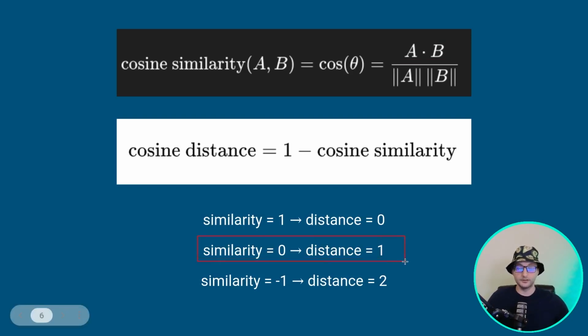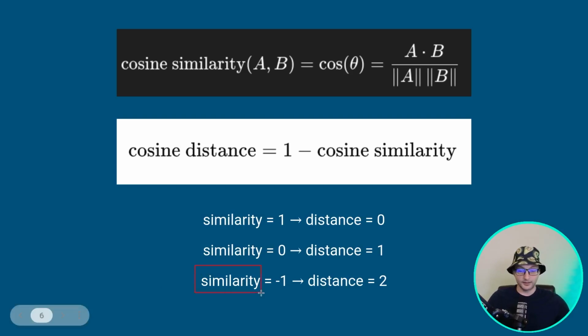Now, if the similarity is 0, that means that the distance will be 1. And as far as angle, that's going to be a 90-degree angle between the two vectors. And what that means is that the two vectors are completely unrelated, so they're not similar at all.